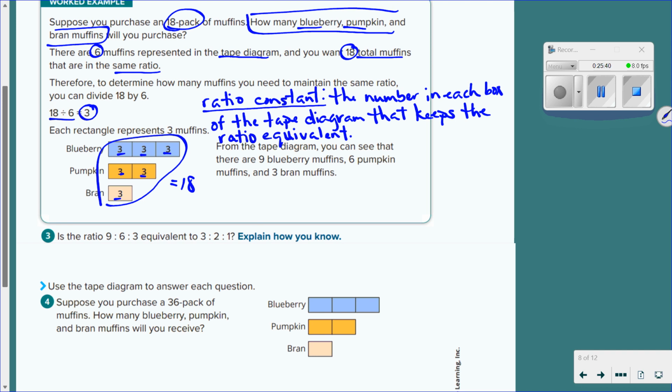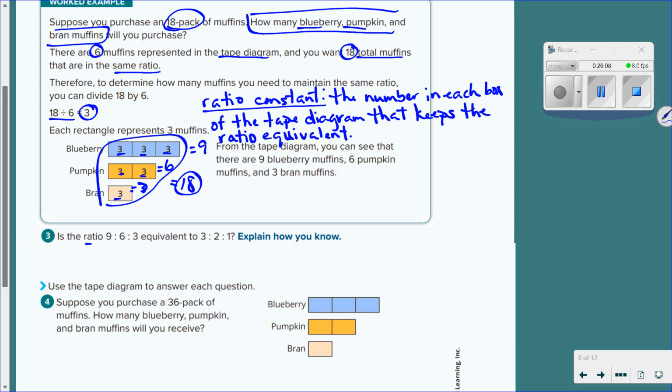3 plus 3 plus 3. So I now have 9 blueberry muffins. 3 plus 3 means I have 6. 3 means I have 3, and if I add those up, I get my total of 18. And that's the beauty of the ratio constant. If you do it properly, it's going to work out every single time.